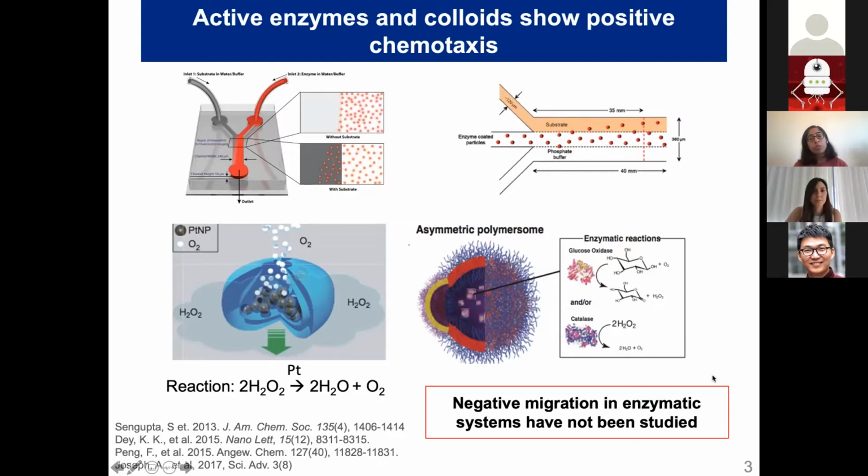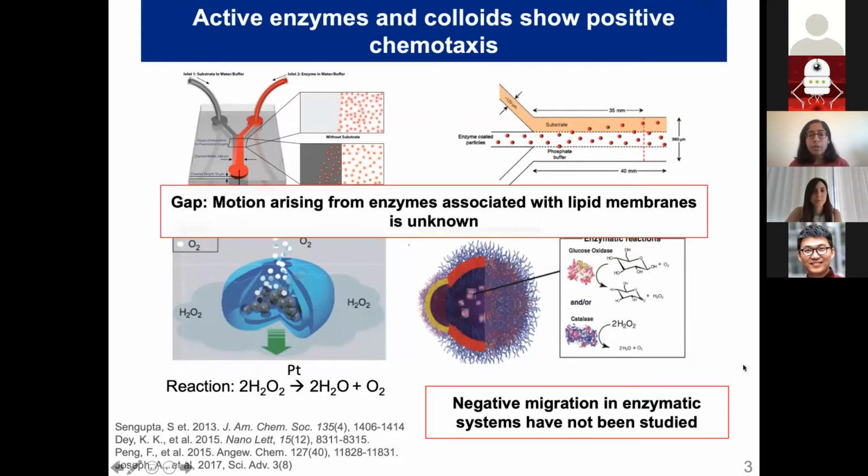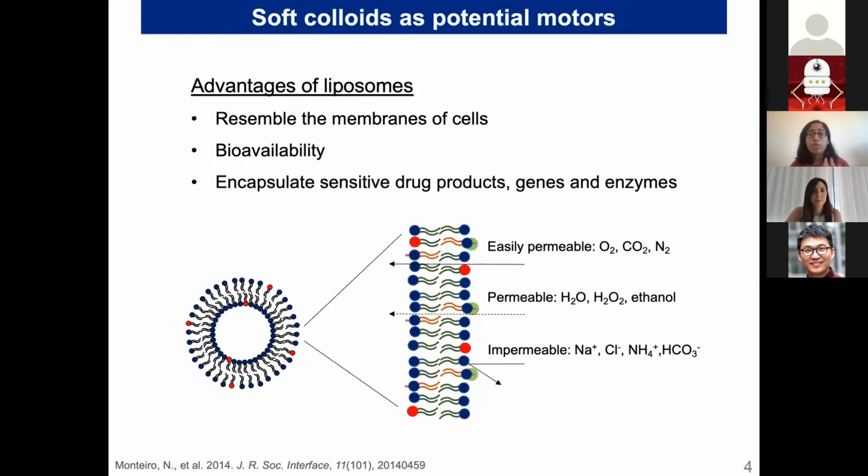Also, the motion that arises from enzymes associated with natural materials such as lipid membranes is unknown. Liposomes or other soft colloids have recently come under the spotlight as potential motors due to their high biocompatibility and bioavailability. Because of these characteristics, they have the potential to be cargo delivery or drug delivery vehicles within the body. Also, because of their structural similarity with membranes of cells, they can be used as artificial cell models to study chemical and biochemical reactions in vitro.